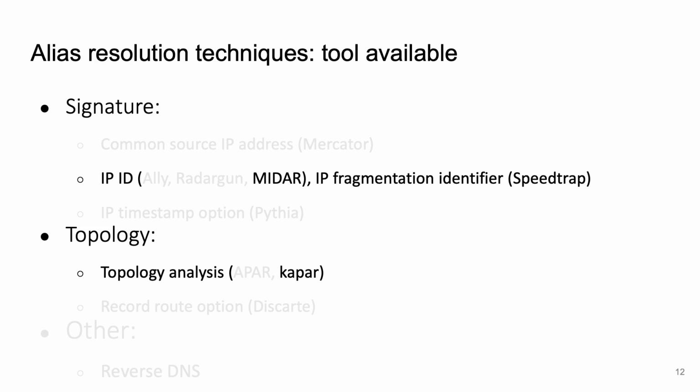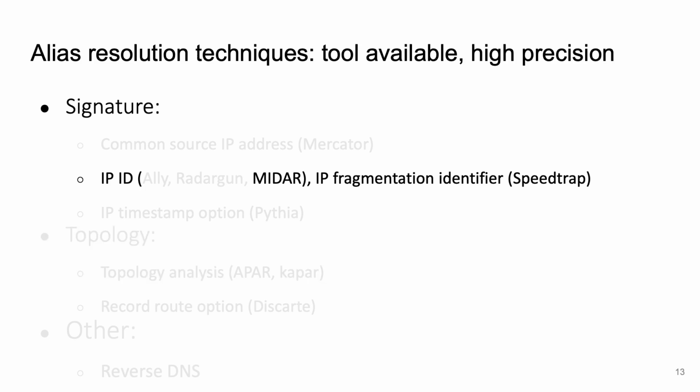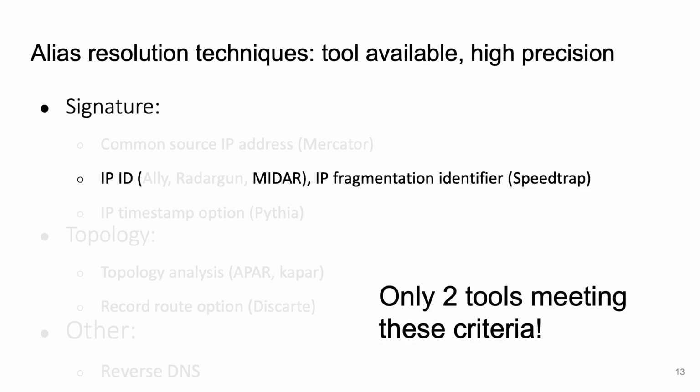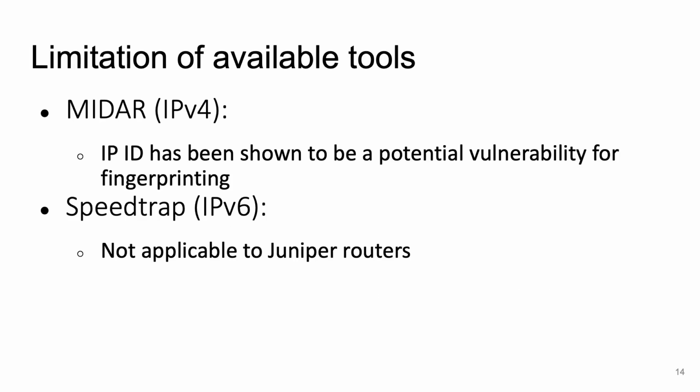And to see if there was still room for improvement, we applied a very simple filter to these different techniques. We just filtered the ones that had a tool available. And the result was striking, because we only obtained 3 tools that were available, namely MIDAR, SpeedTrap and KAPAR. And if you further filter by only taking the tools that do high precision, you have only 2 tools available to the community, namely MIDAR and SpeedTrap.